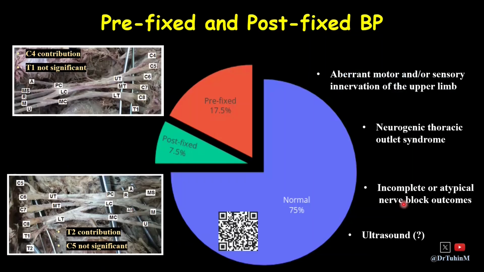The brachial plexus receives variable contribution from C4 or T2, leading to aberrant motor or sensory innervations. This can result in incomplete or atypical outcome of the brachial plexus block. Such variations, especially the post-fixed one, may predispose individuals to neurogenic thoracic outlet syndrome. The routine ultrasound imaging may not reliably detect such anomalies.